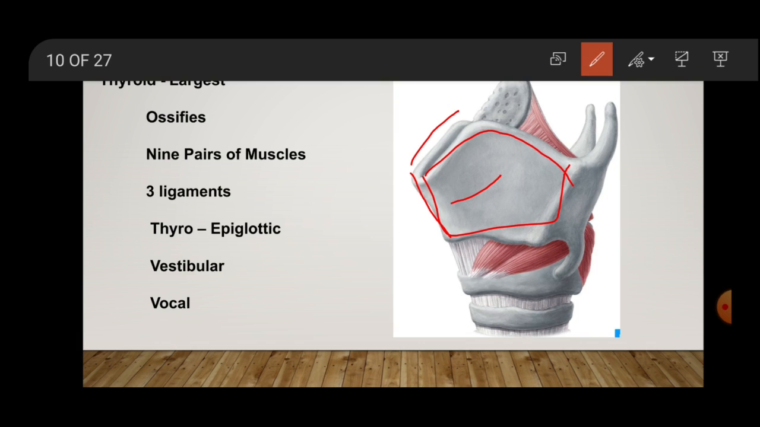The angle is 90 degrees in males. That is called the laryngeal prominence or Adam's apple. This part is subcutaneous and easily palpable. Yes, the laryngeal prominence is easily palpable as it is subcutaneously placed.